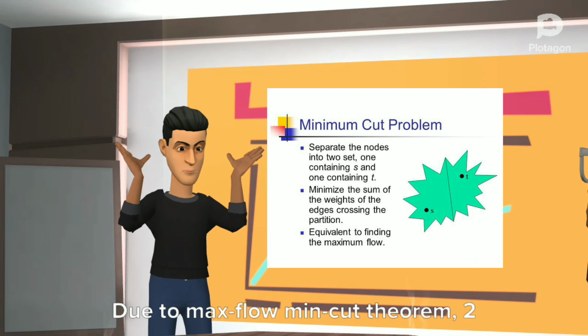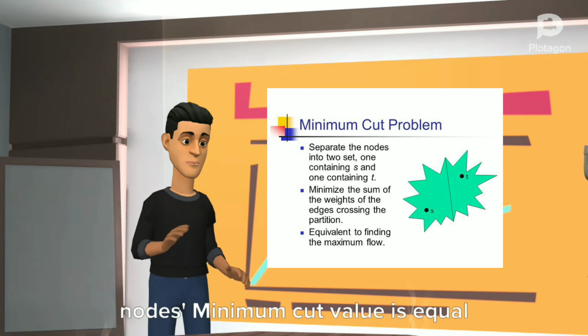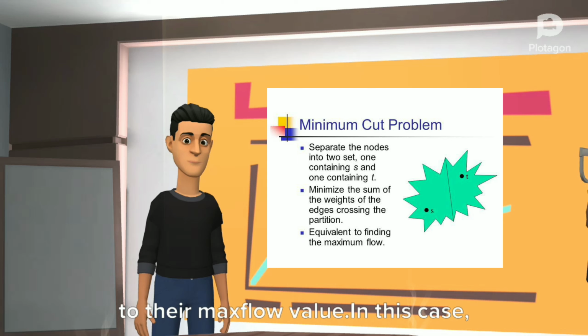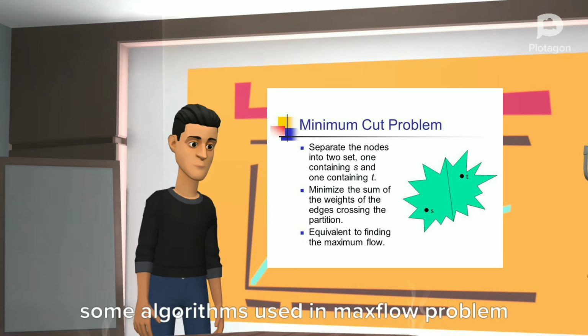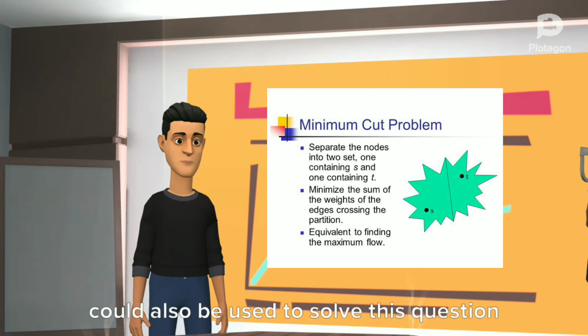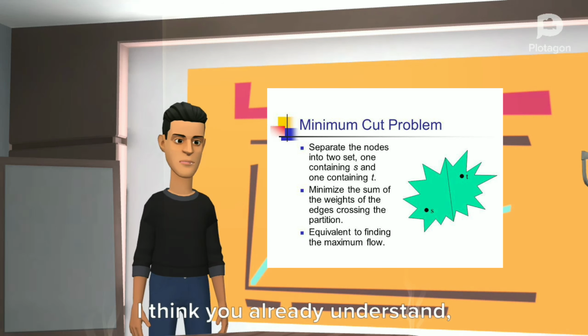Due to the max-flow min-cut theorem, two nodes' minimum cut value is equal to their max flow value. In this case, some algorithms used in max flow problem could also be used to solve this question. I think you already understand.